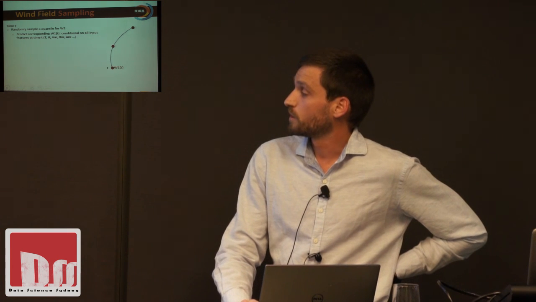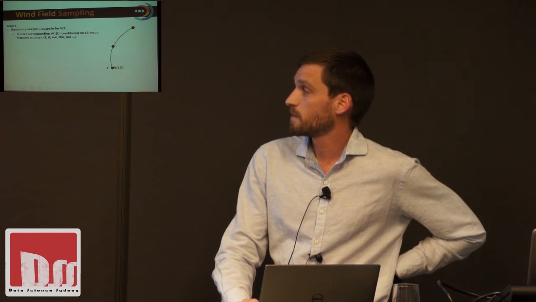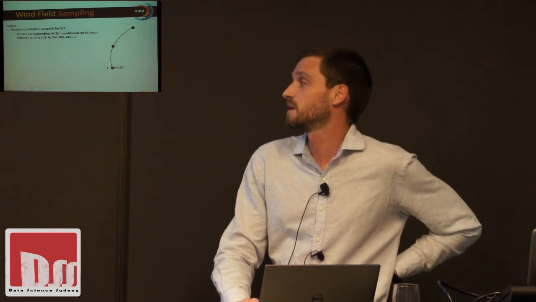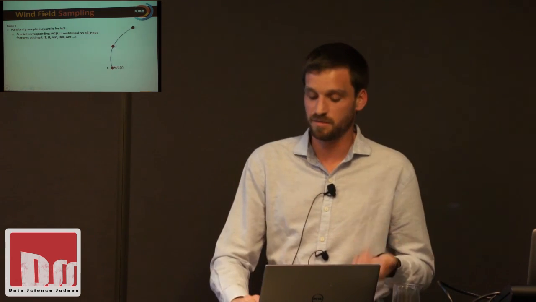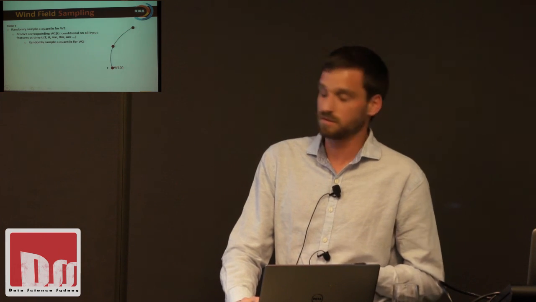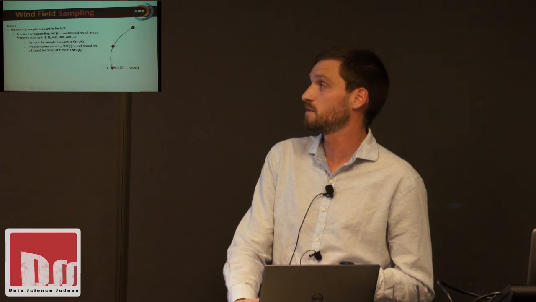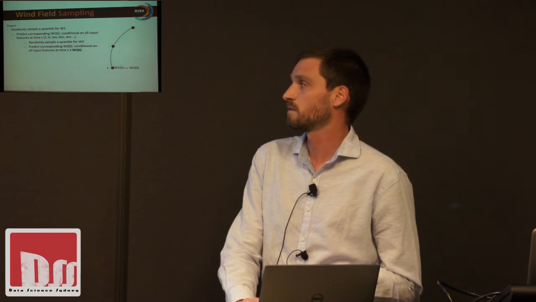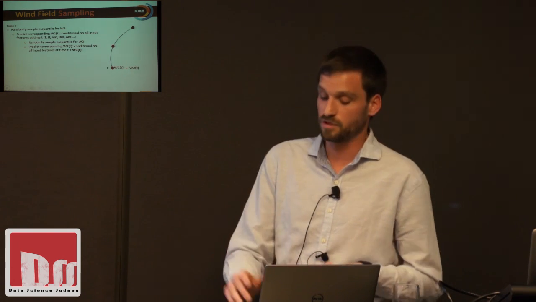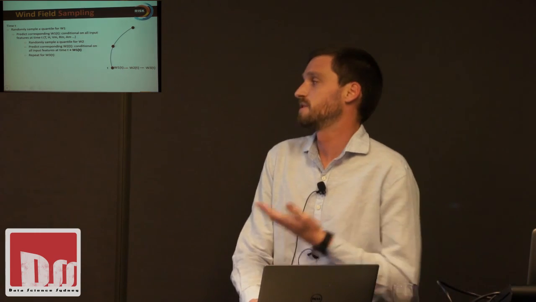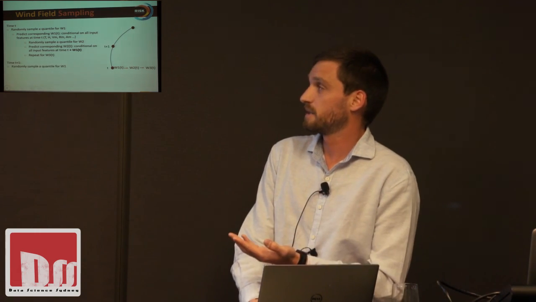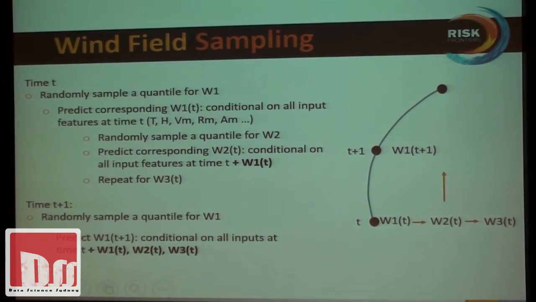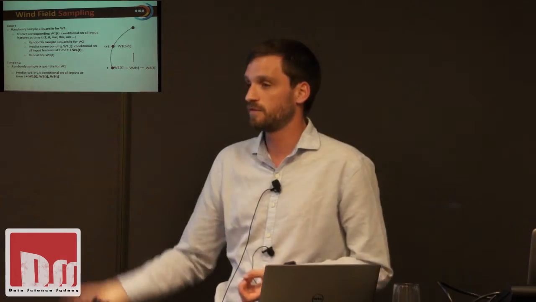But then once you have W1, you can throw it in as a predictor because you know it, and you might as well have some dependency between your weights. So you can randomly sample a W2 value, and you can model that W2 value as conditional on your input, but also conditional on W1. You can then do the same for W3, and then repeat that at the next time. And at the next time, you can predict conditional on the previous time step, so you can build some memory in your wind field that way. And yeah, you can keep going until the end like this.